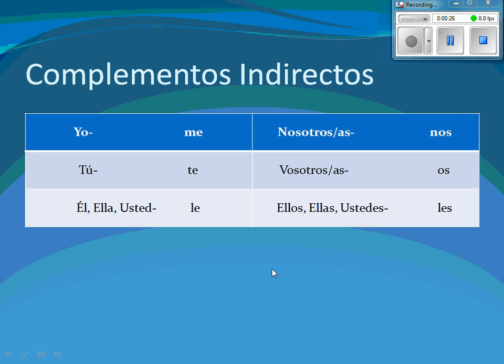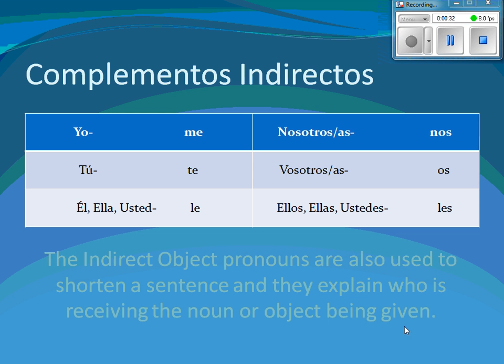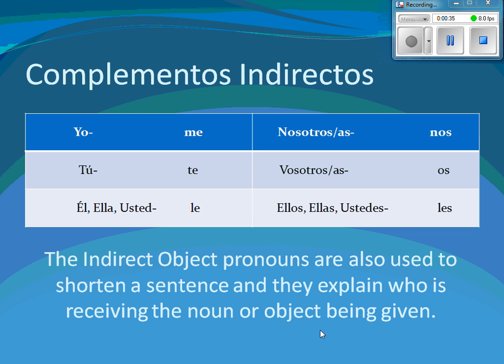The complementos indirectos are the same except for le in the él, ella, usted form and les in the ellos, ellas, ustedes form. The indirect object pronouns are used to shorten a sentence and they explain who is receiving the noun or object being given. For example, if you are giving your dog to me, das un perro a mí becomes me lo das, me being the indirect object and lo being the direct object.